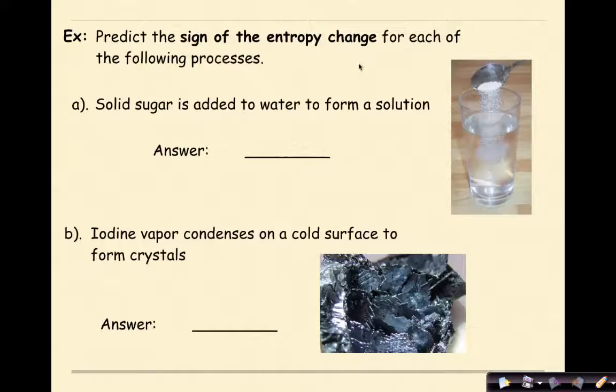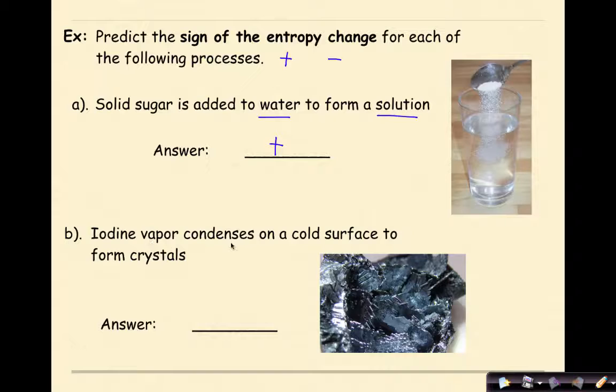Predict the sign of entropy change for each of the following processes. Now remember, if you use a plus sign, that means that entropy is increasing. If we have a negative sign associated with an entropy change, that means the entropy is decreasing, or it's becoming more organized, less random. Solid sugar is added to water to form a solution. Well, we know, based on this situation, that we would be increasing our entropy. Therefore, the sign that we would use to show this change would be positive.